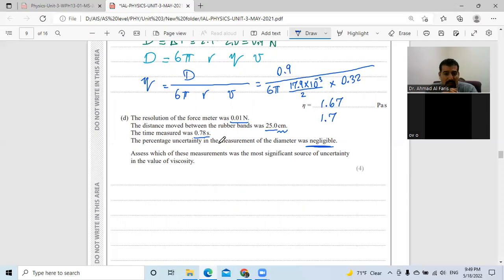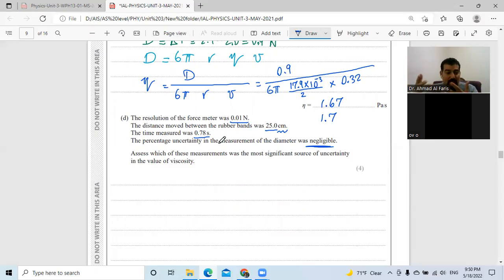Look how long the time is. The time measured here is 0.78. So he pulled it with a constant velocity upward, 25 centimeter in 0.78 seconds. So the distance has a small precision, the smallest reading or resolution 0.1 centimeter. The force meter 0.01 Newton. But the time, I'm not talking about the stopwatch here. The resolution may be 0.1 or 0.01 second. I'm talking about what?